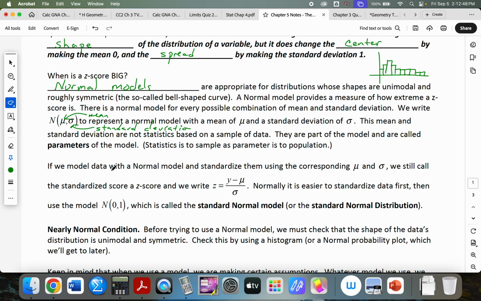So, if we model data with a normal model and standardize them using mu and delta, that's the Greek letter mu and this is the Greek letter delta.